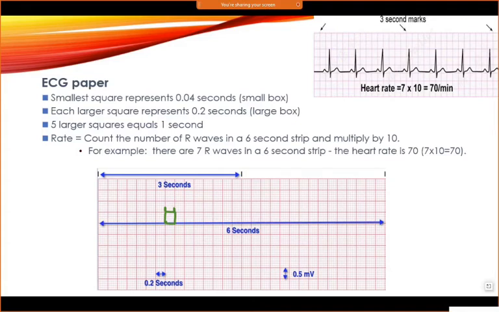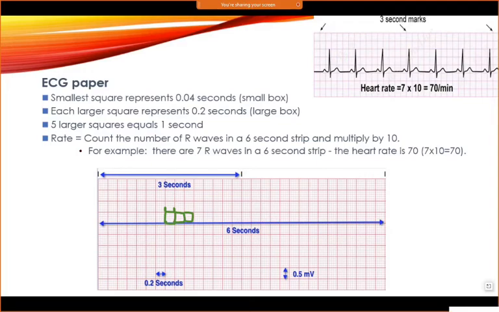Once you get 5 of these larger squares together, you've got 1 second. So you can tell there's 15 large boxes in these 3-second intervals, and there will be 30 large boxes for a 6-second strip. So when I'm saying small boxes and large boxes, that's what I'm talking about. On a 6-second strip, the reason 6 seconds is standard is you take the number of QRSs and multiply it times 10, and that's your heart rate.